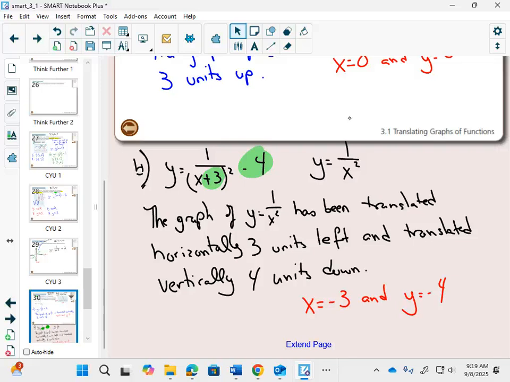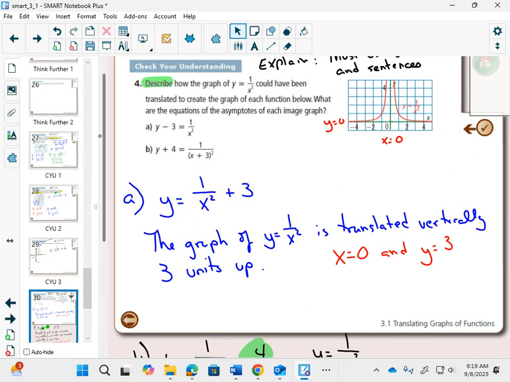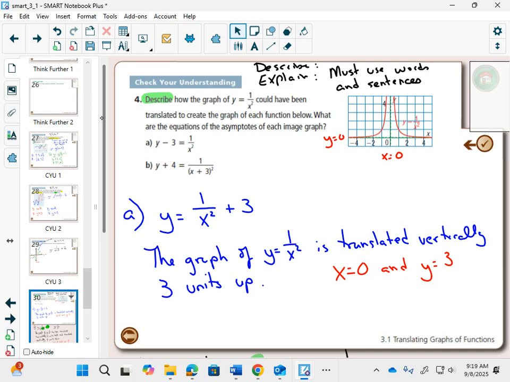Just going to quickly, in my head, reread it again. Good, it didn't say anything about domain and range, so we are good. So you can circle 16 and 17.